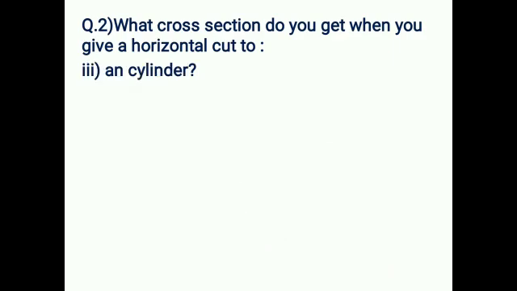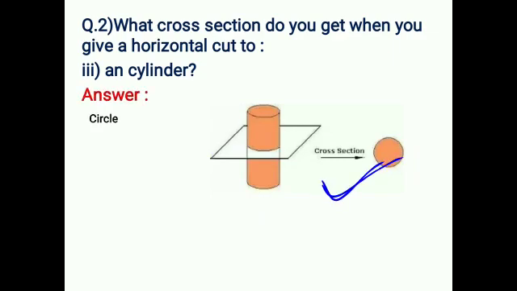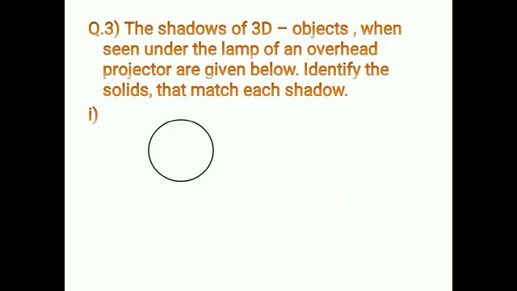So now next one is question number 3. What cross section do you get when you give a horizontal cut to a cylinder? See here, this is the diagram of the cylinder. So when we give a horizontal cut to the cylinder, we will get a circular shape. The name of the shape is circle. So your answer is circle.